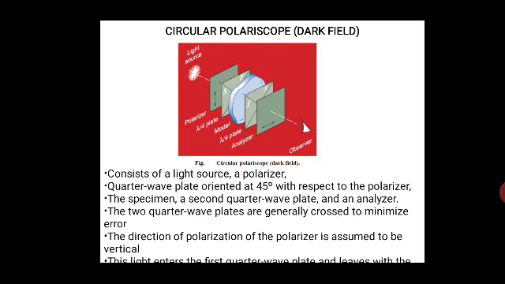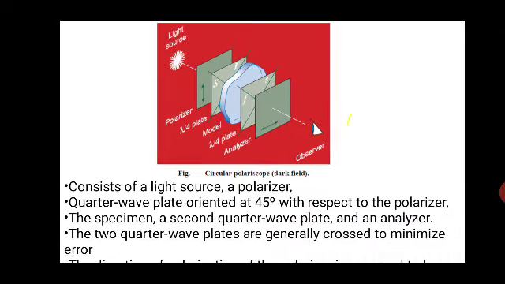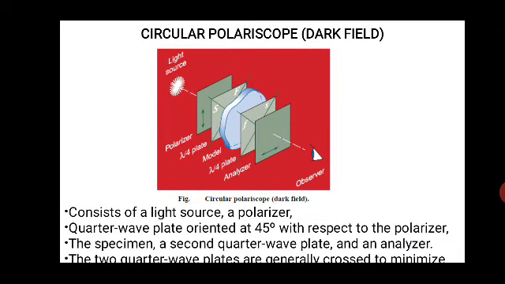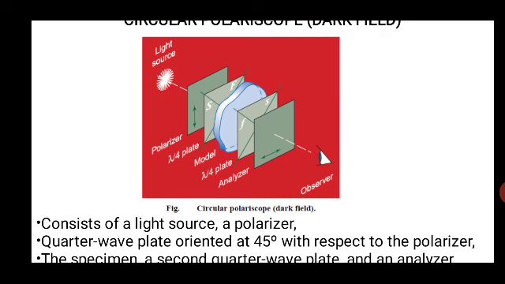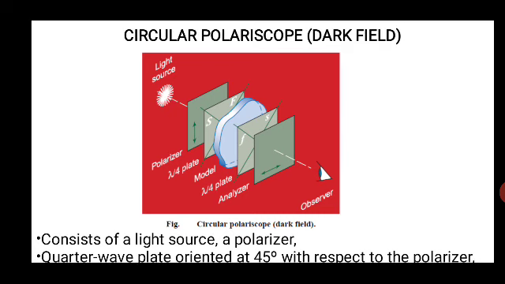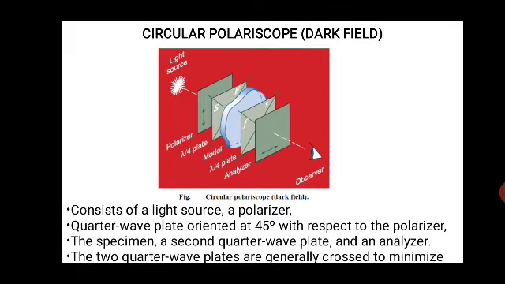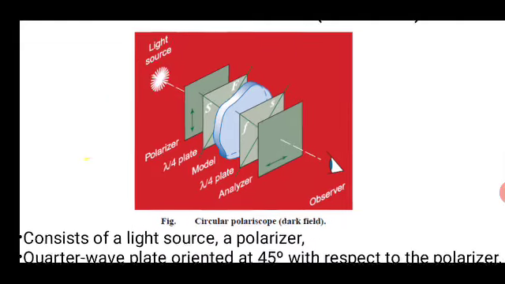Second one is the circular polariscope, which is similar to the plane polariscope. And why have we discussed circular and plane polariscopes? In the previous classes, we discussed what a plane polariscope is, what plane polarized light is, and circular polarized light. In the background of this, we are discussing today the circular polariscope.